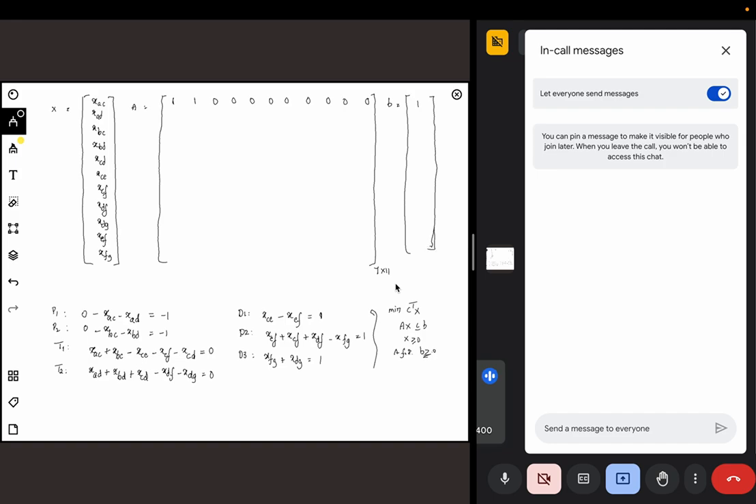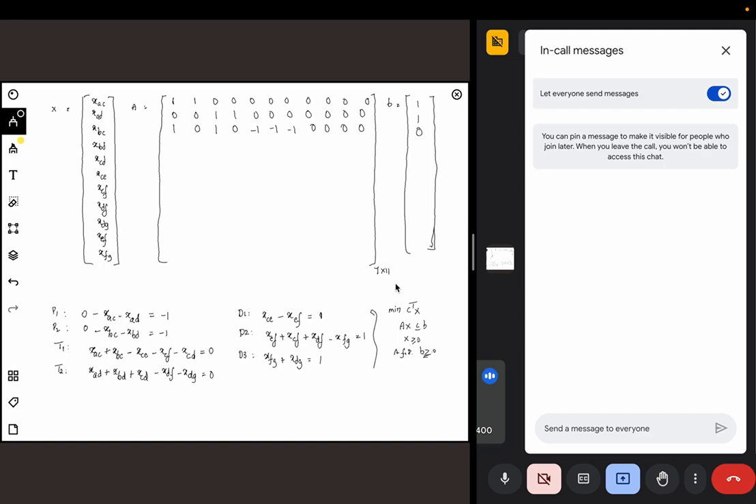What is the next equation? Next equation is this. XAC you don't have anything, XAD also you don't have anything. XBC and BD you have some values, so that will be this equation. And the third equation, XAC you have, XBC, XAD is not there, XBC is there, so that will be 1, XBD is not there, XCD is there, XCE is also there, CF is there, that's it. You got it, right?